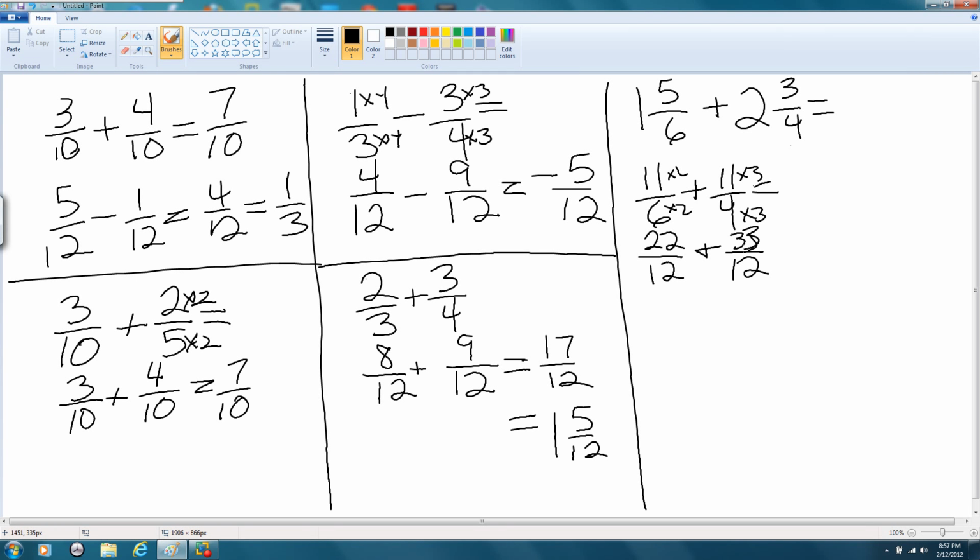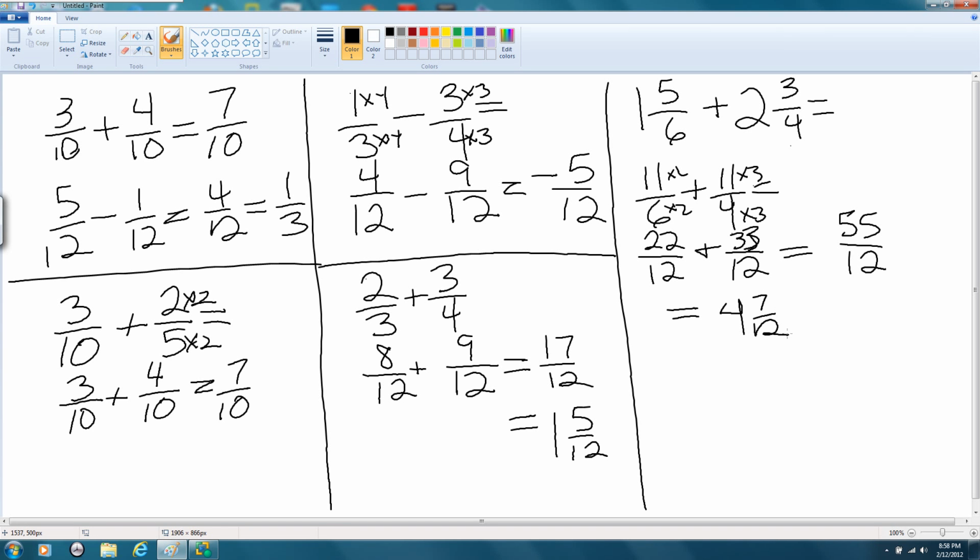And so then we're going to add these things up. The denominator is going to stay the same. We're going to add the numerators. 22 plus 33 is equal to 55. But now we're going to convert this into a mixed number again. And that's going to be equal to, let's see, 12 will go in there 4 times for 48, with 7 left over, and we get 4 and 7/12.